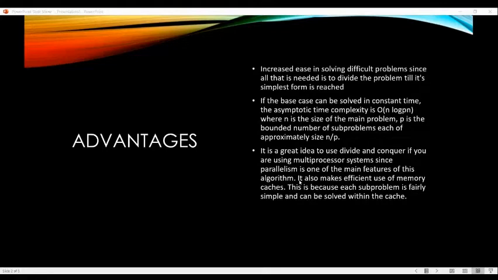So as we can see, the base cases are generally solved in constant time. So the time complexity of the divide and conquer algorithm is much less as compared to the normal or traditional route of linear search. It's also a great idea to use divide and conquer algorithms if you are using multiprocessor systems, because parallelism is one of its main features, as you can keep dividing the main problem into subproblems, and those subproblems can be solved by different processors.